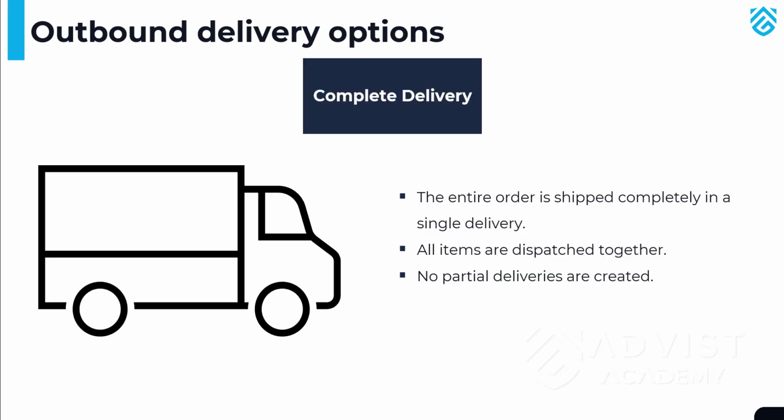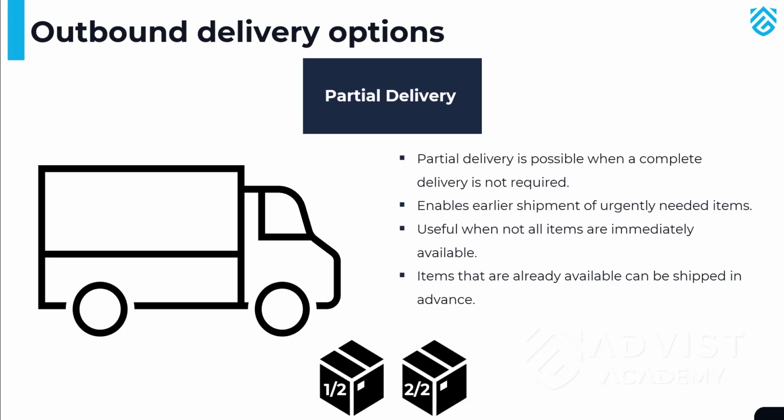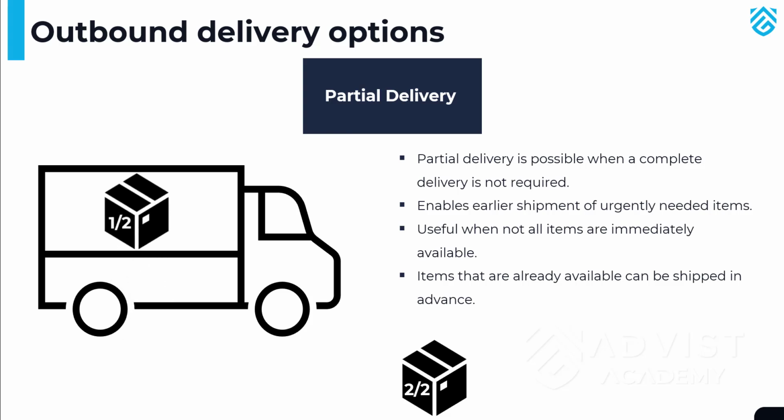A complete delivery means that the order is to be fulfilled in a single delivery. If a complete delivery is not required, a partial delivery agreement can be maintained. Partial delivery can be useful, for example, when part of the order is urgently needed, or when not all items are immediately available and the available ones should be delivered in advance.